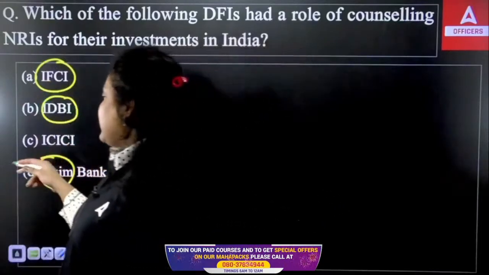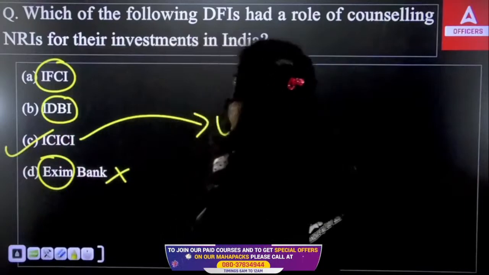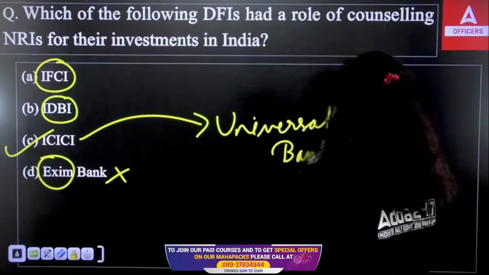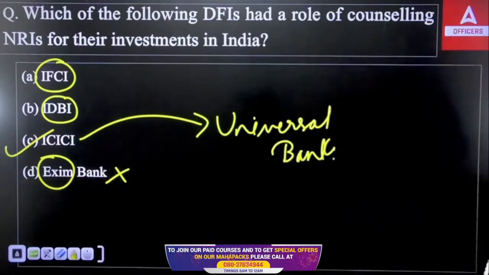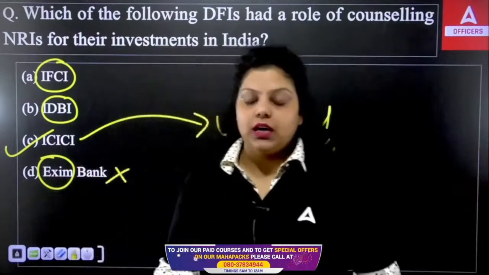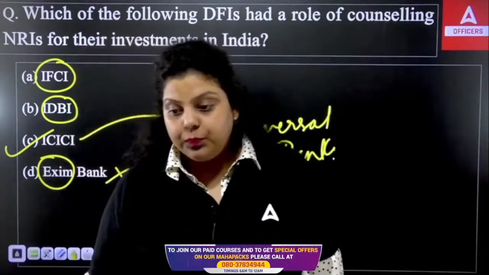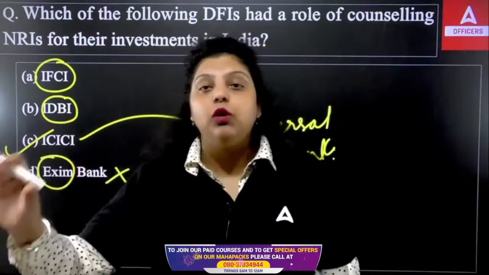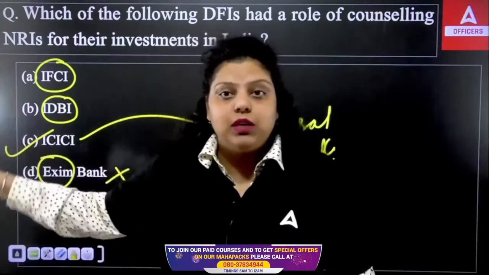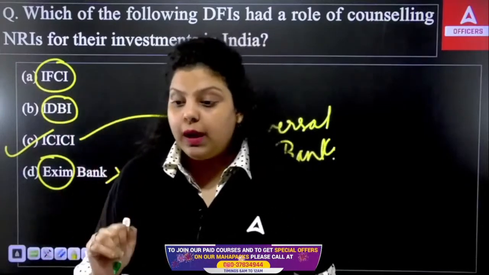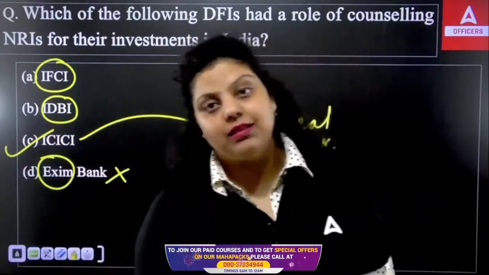Now, the only bank that is working as a universal bank, and also the bank that is counseling the NRIs for the investment in the country, is ICICI Bank. So ICICI Bank actually introduced the universal banking concept in our country after the development financial institution. Development financial institution was mainly working for the development of a particular sector, like we have seen already. NHB working for housing, NABARD working for ARD, etc. This has been done by the ICICI Bank also.